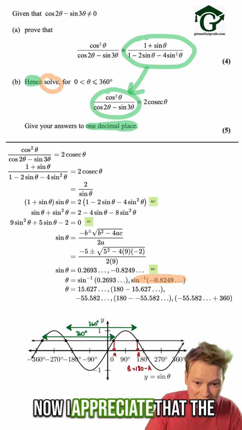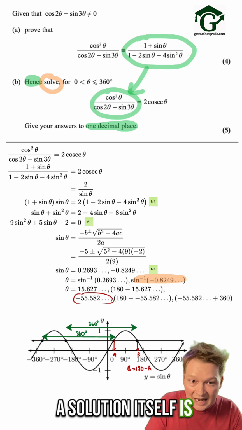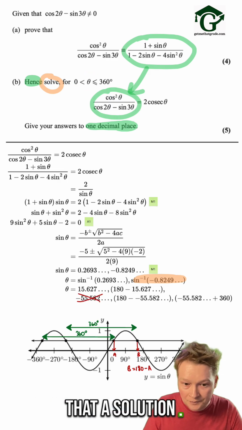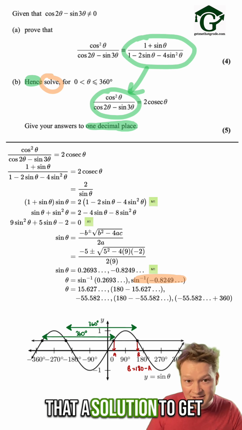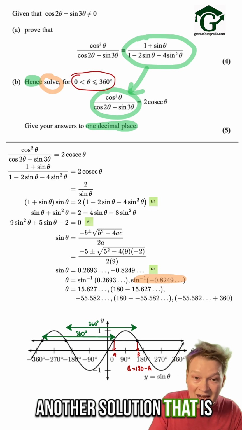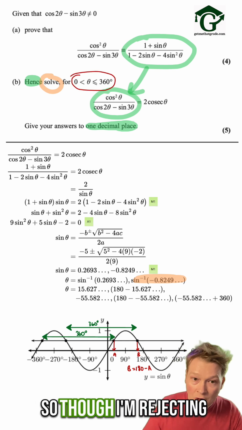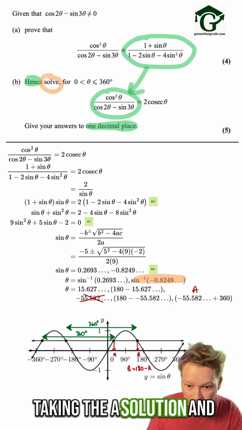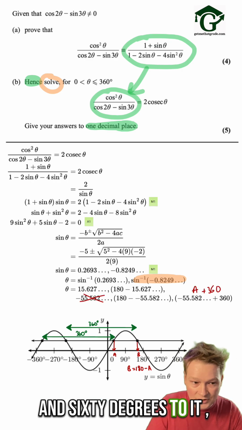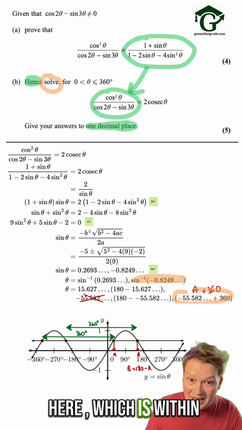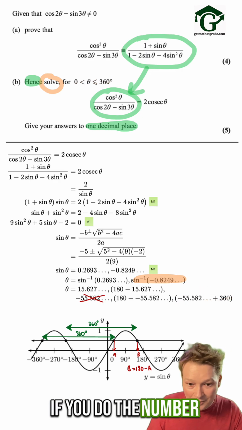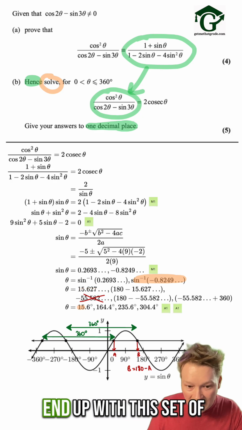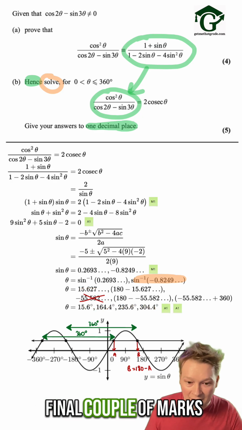Now I appreciate that the A solution itself is outside of this interval. So we will need to reject that A solution. However, we can use that A solution to get another solution that is within this interval. So though I'm rejecting the A solution, I am going to still use it by taking the A solution and adding 360 degrees to it to get another solution here, which is within this interval. If you do the number crunching on these 4 solutions and round appropriately to 1 decimal place, you'll end up with this set of solutions here for your final couple of marks.